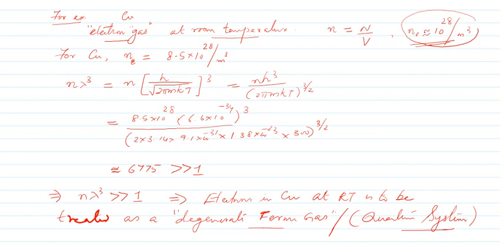Or to conclude, a system is more likely to display quantum behavior when it is at a relatively low temperature and has a relatively high density of particles. Also, smaller the particle mass, larger is the quantum effects. That is, n lambda cube very much greater than 1 is known as the quantum limit, and n lambda cube very much less than 1 is known as the classical validity criteria.